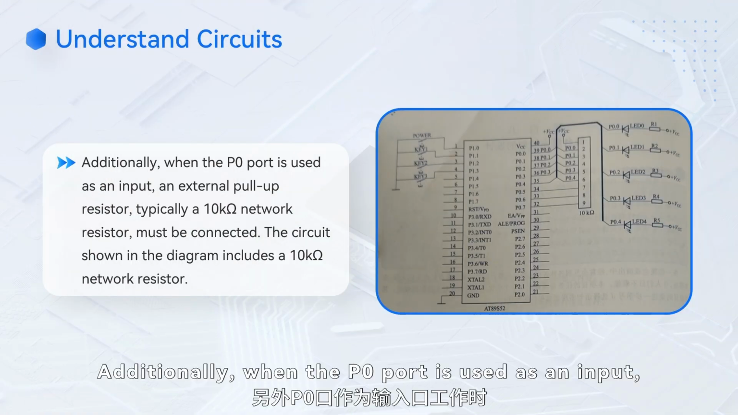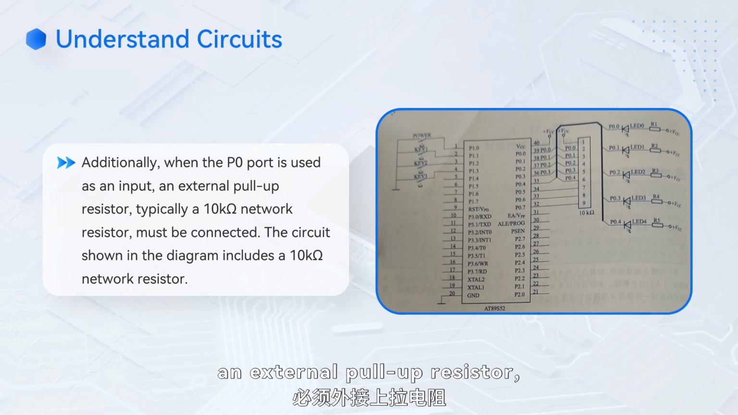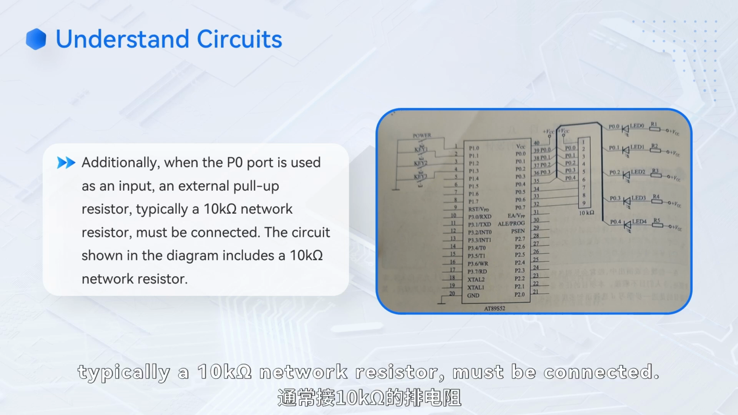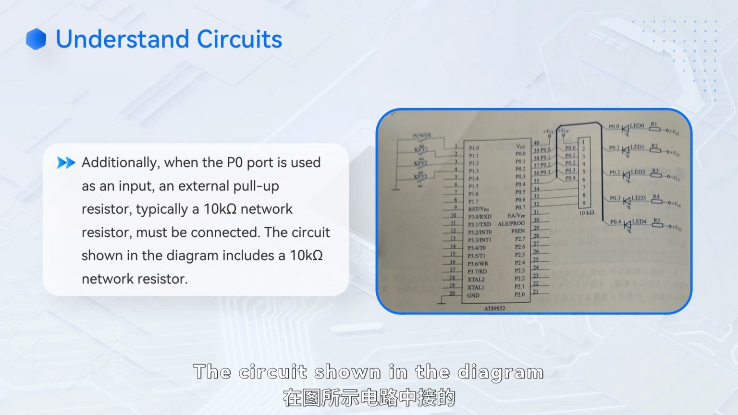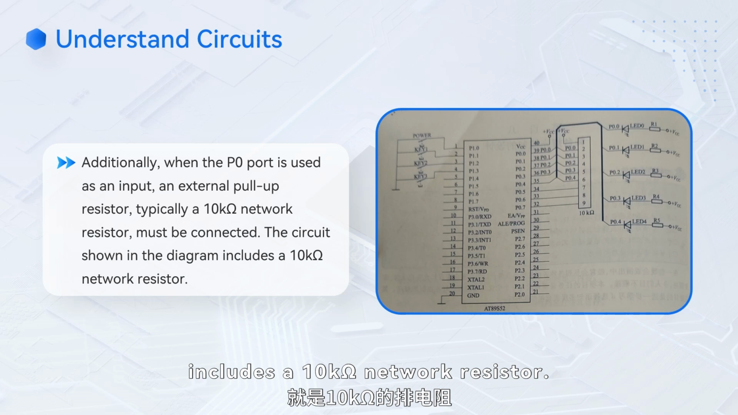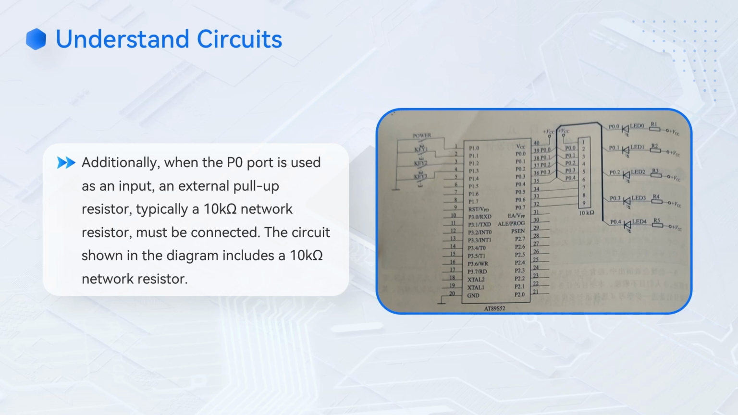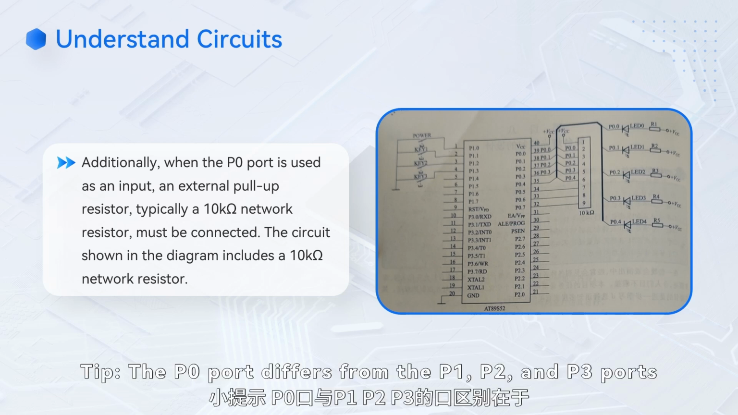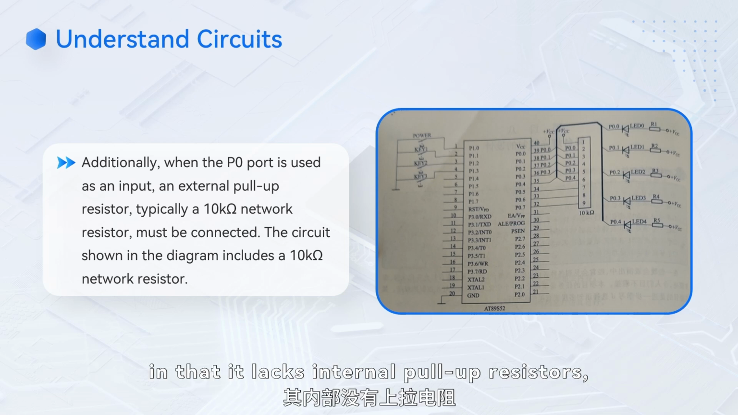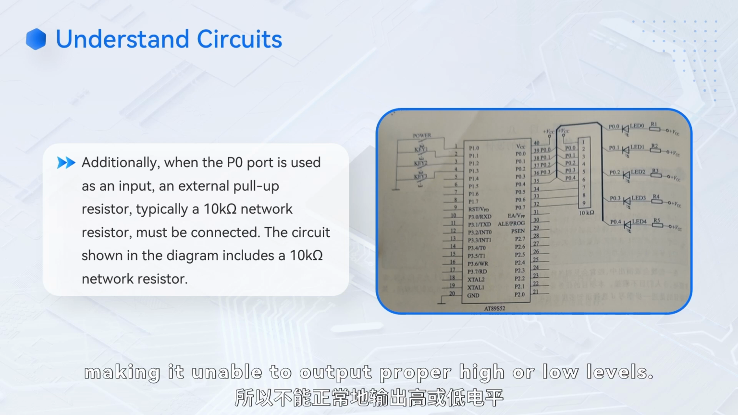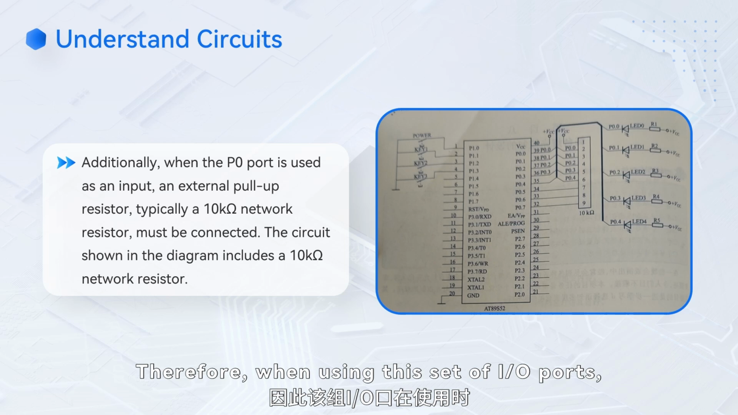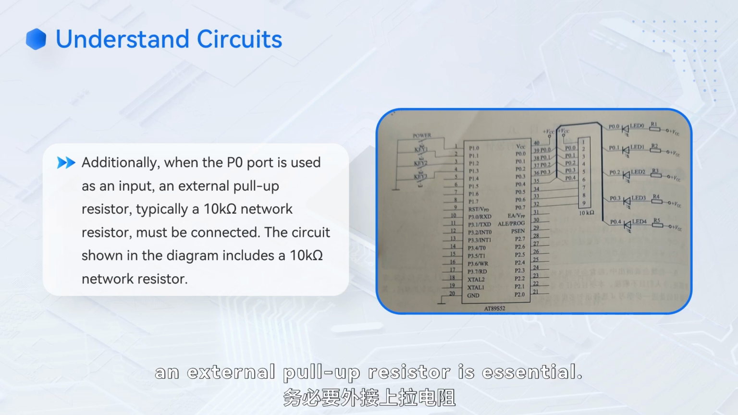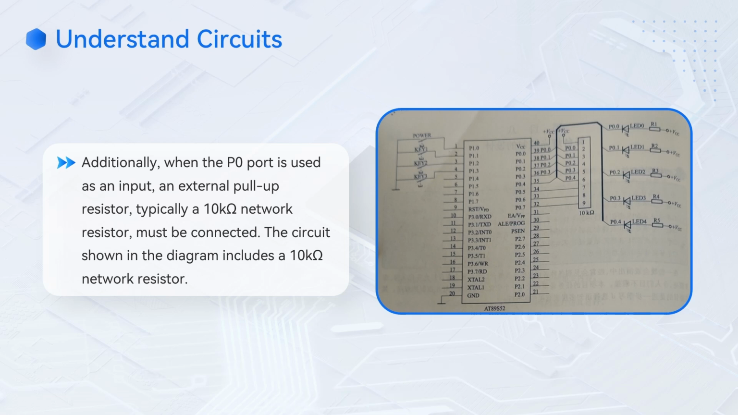Additionally, when the P0 port is used as an input, an external pull-up resistor, typically a 10 kΩ network resistor, must be connected. The circuit shown in the diagram includes a 10 kΩ network resistor. Tip: the P0 port differs from the P1, P2, and P3 ports in that it lacks internal pull-up resistors, making it unable to output proper high or low levels. Therefore, when using this set of I/O ports, an external pull-up resistor is essential.